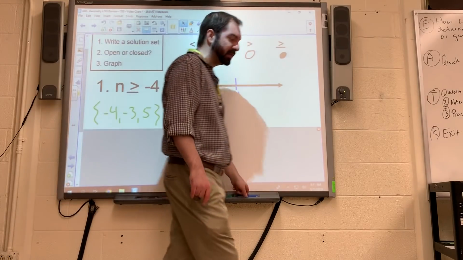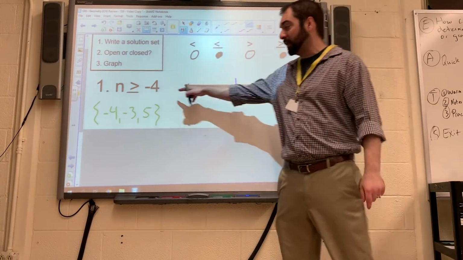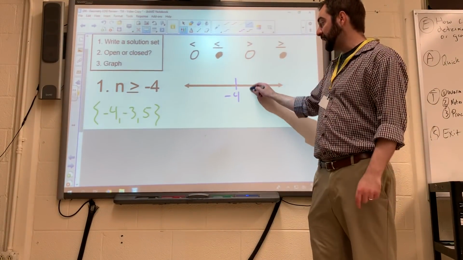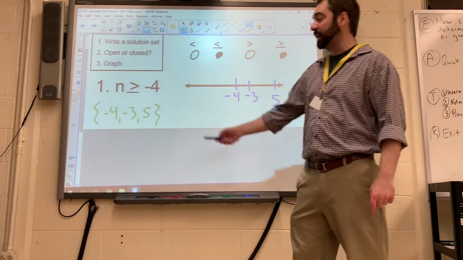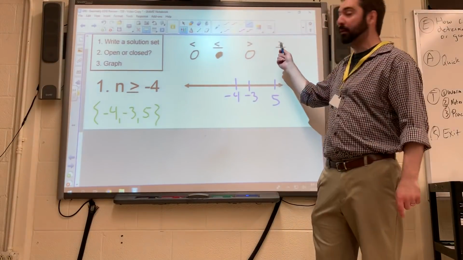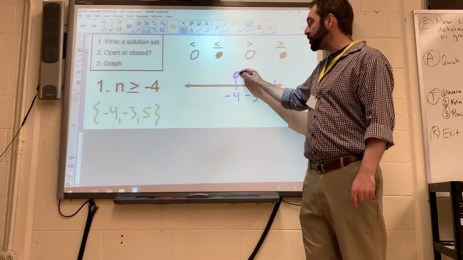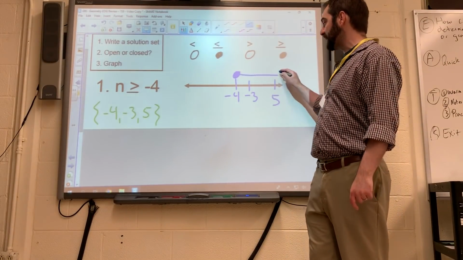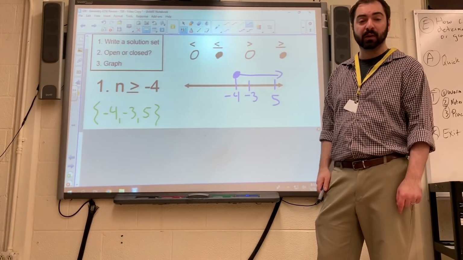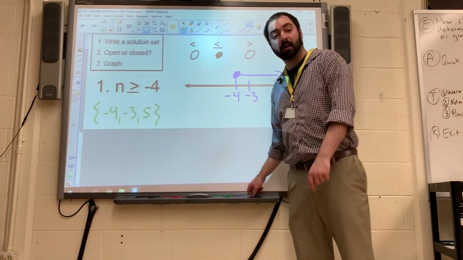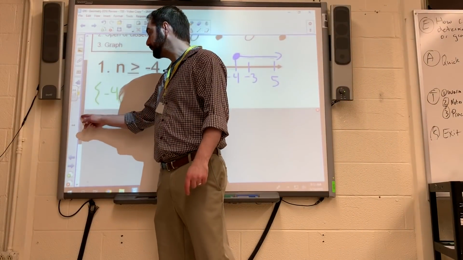Again, when I go to plot these on my number line, I know I'm starting at -4 because that's where the problem told me. I know -3 is to the right, and I also know 5 is to the right. Last part, I've got to think, well, I have greater than or equal to. That would be a closed-in circle, and we're going to shade in the direction of our solution set, which would be to the right. If you want to pause the video and try number 2 and number 3 on your own, go ahead, and when you're ready, unpause, and I'll go over them.